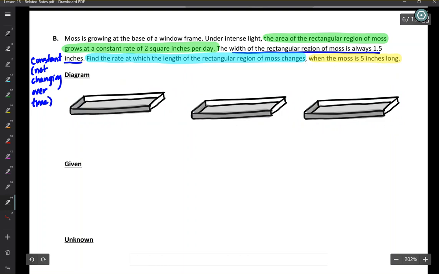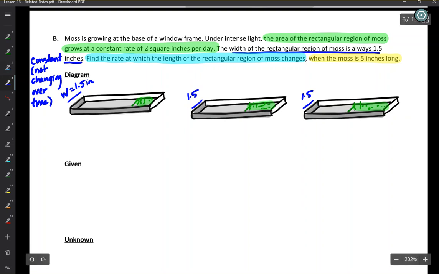All right, so that's the base of my window frame, and we've got some moss growing, green, some moss growing in a rectangular region. That's my moss. And they told us that the width is always 1.5 inches.